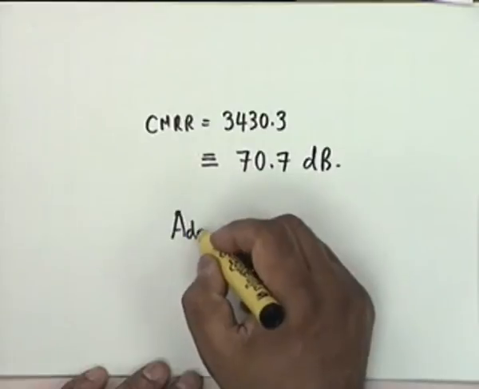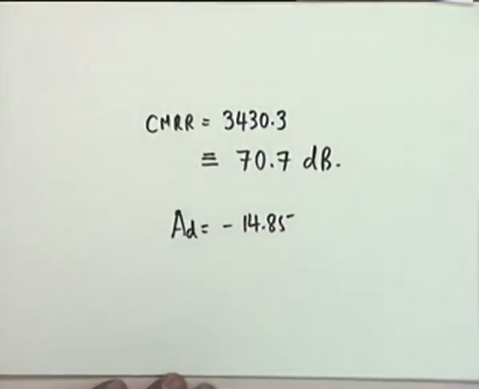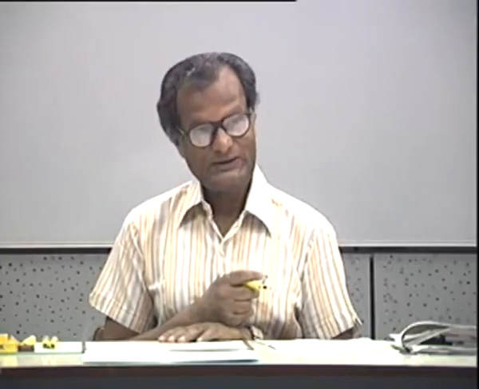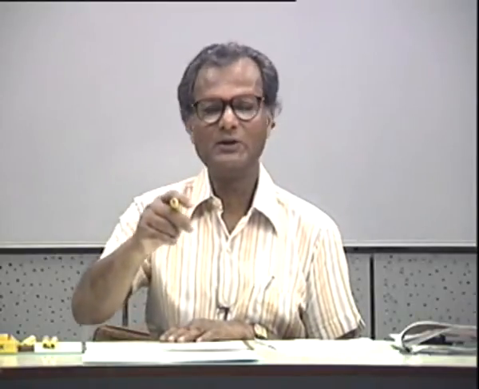And the differential gain is equal to minus 14.85. Would you also like to express this in dB? Why not? It's very low, 14.85. Not only that, if you express in dB, then you must take care of the negative sign. How do you do that? You see, in dB you cannot take log of a negative quantity.